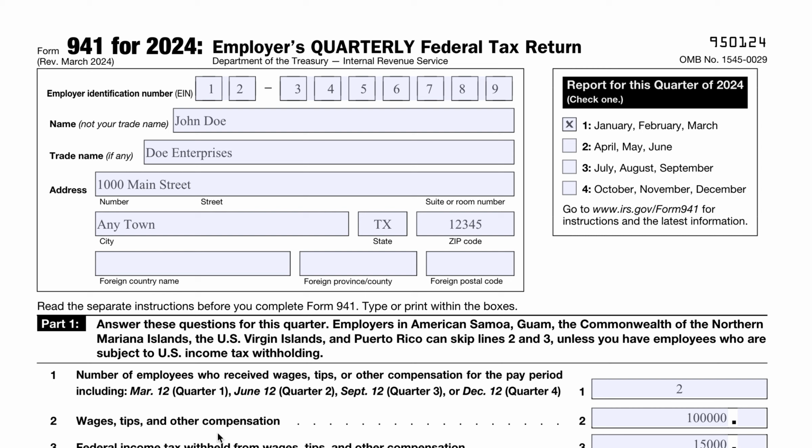In this video, we'll be going over IRS Form 941, Employer's Quarterly Federal Tax Return. This tax form is generally required if you employ W-2 wage earners as opposed to independent contractors on IRS Form 1099-NEC, and if you are required to withhold either federal taxes or Social Security and Medicare taxes for those employees.